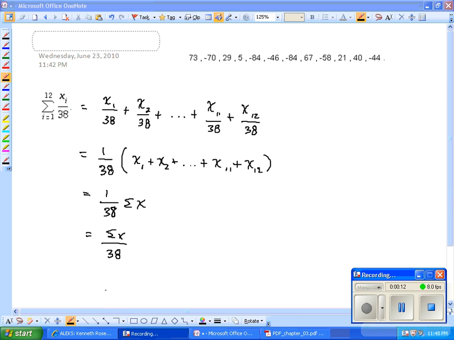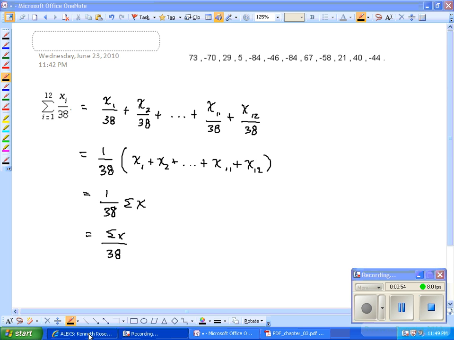So continuing where I left off, we were talking about the case where we were given these 12 numbers and they asked us to find this. We finished by saying that this is equivalent to x1 divided by 38, x2 divided by 38, and so on, all the way up to x12 divided by 38, which is the same as factoring out a 1 over 38 and being left with x1 plus x2 plus x3 and so on, all the way to x12. That is 1 over 38 times the sum of the x's, or the sum of the x's divided by 38.